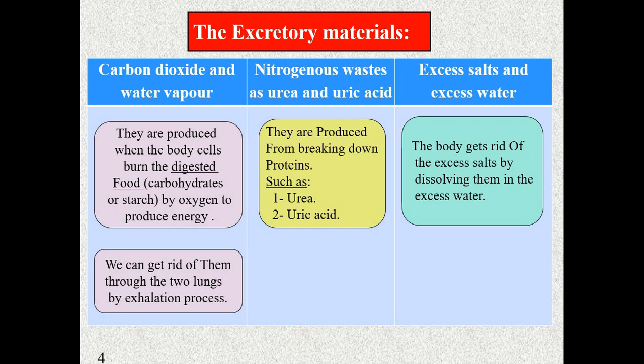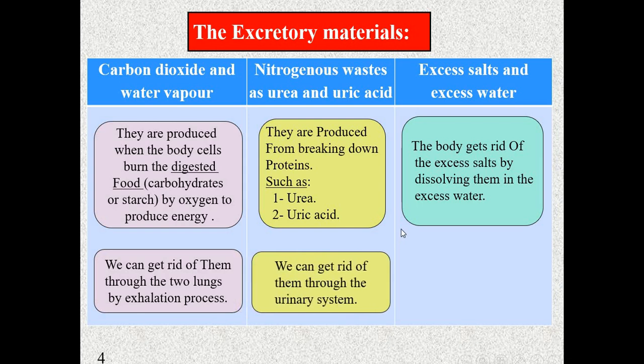Nitrogenous wastes. Nitrogenous waste is produced from breaking down proteins. Proteins, we said, are like fish, egg, chicken, meat. The waste will become urea and uric acid. How can we get rid of urea and uric acid? We can get rid of them through the urinary system. Urea and uric acid are in the pee. When you go to the toilet to pee, you get rid of urea and uric acid.